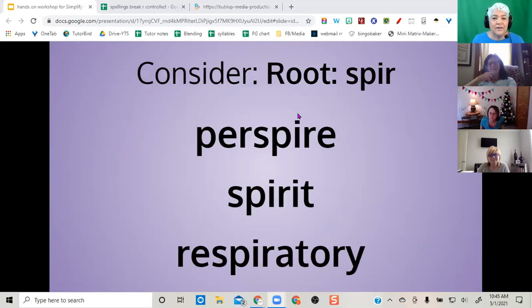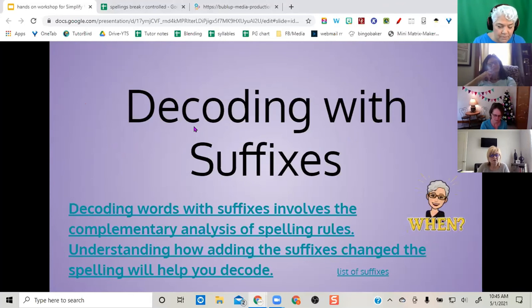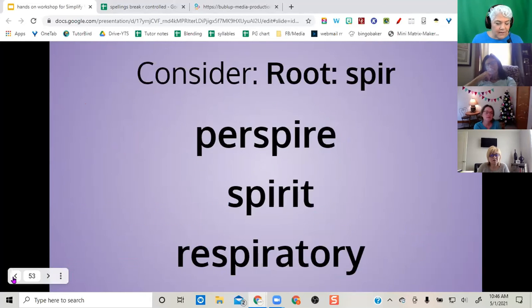So here the root is SPIR. And if I were to syllabicate this with my kids, if we're looking at this, I'll say, oh, look, there's a purr. Some of them have, oops, back up. Some of them have learned purr. Great.